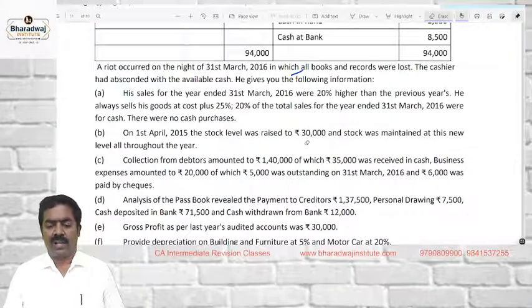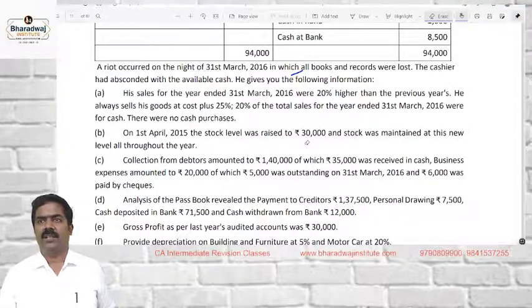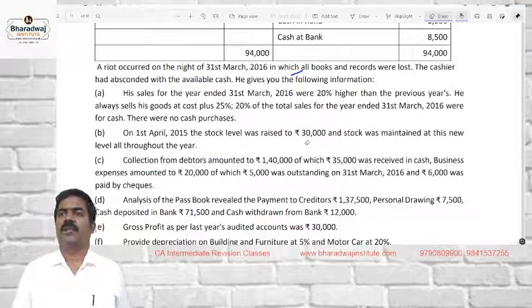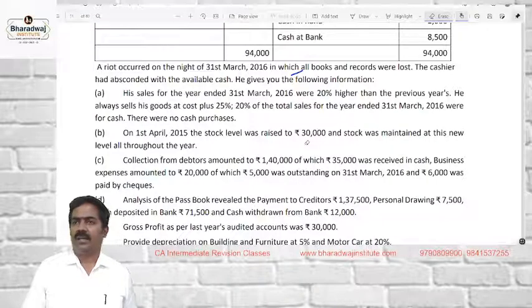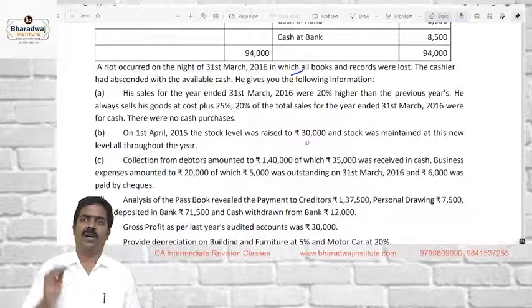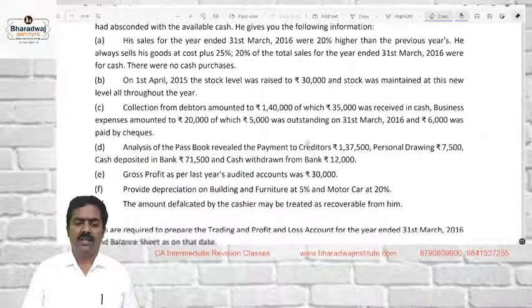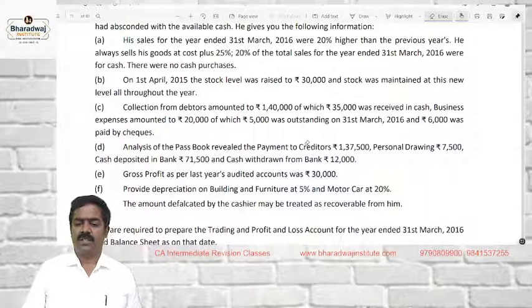20,000. Now the stock level is raised to 30,000, which means increase in stock. Total new stock will be 30,000. So this is continued throughout the year, means same stock level you are maintaining for the whole year, which means closing stock is how much? 30,000. Collection from debtors, out of this 35,000 was received in cash.